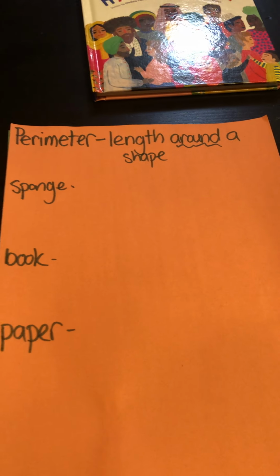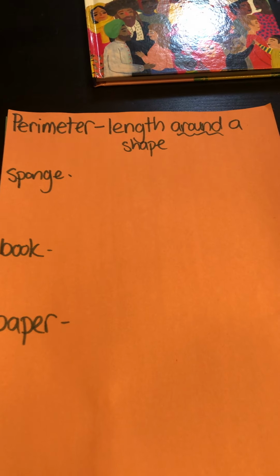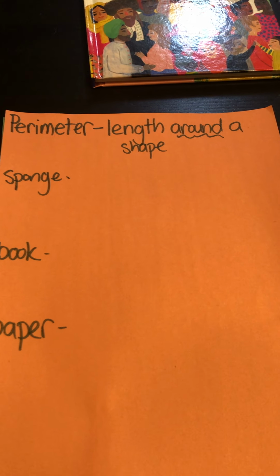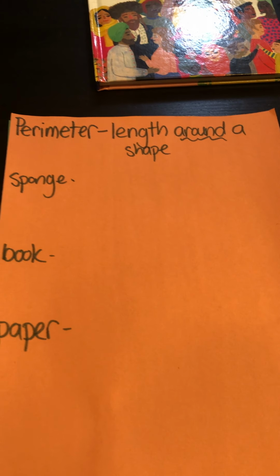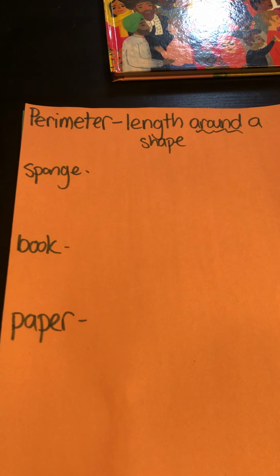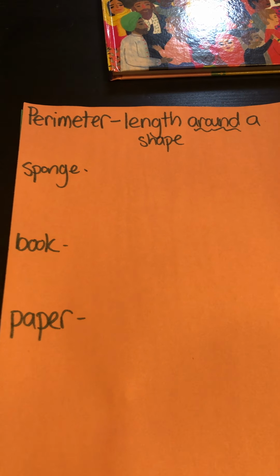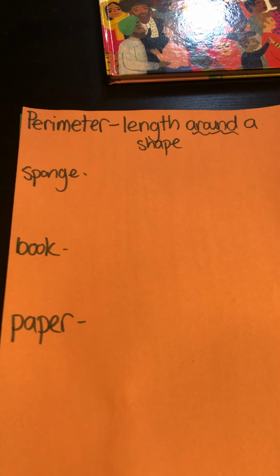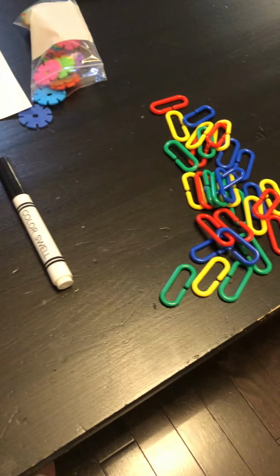Boys and girls, today we're going to be learning about perimeter. Perimeter is the length around a shape. We're going to be measuring 3 items, sponge, book, and paper, using non-standard units of measurement.